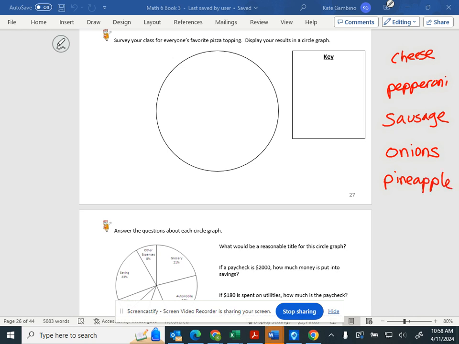Which one is your favorite? Raise your hand if your favorite is cheese, just cheese topping. 1, 2, 3, 4, 5, 6, 7, 8, 9. Raise your hand if your favorite was pepperoni. 1, 2, 3, 4, 5, 6, 7, 8, 9. Raise your hand if your favorite was sausage. 1.